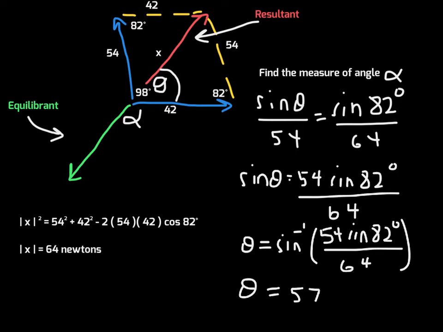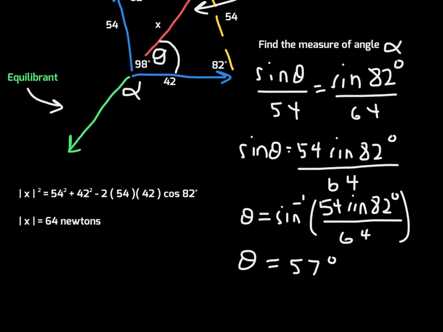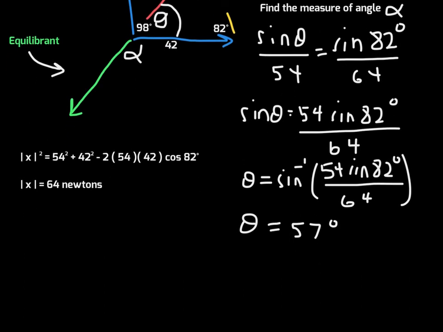Okay, and we can find that theta is about 57 degrees. Now that's great because now that I know what theta is, I know alpha, which is the angle between the equilibrant and the 42 Newton force, is just the supplement of theta. So I will subtract what I just found for theta from 180 degrees to get my answer, which is approximately 123 degrees, the angle between the equilibrant and the 42 Newton force. Man, this problem was so much fun, wasn't it?